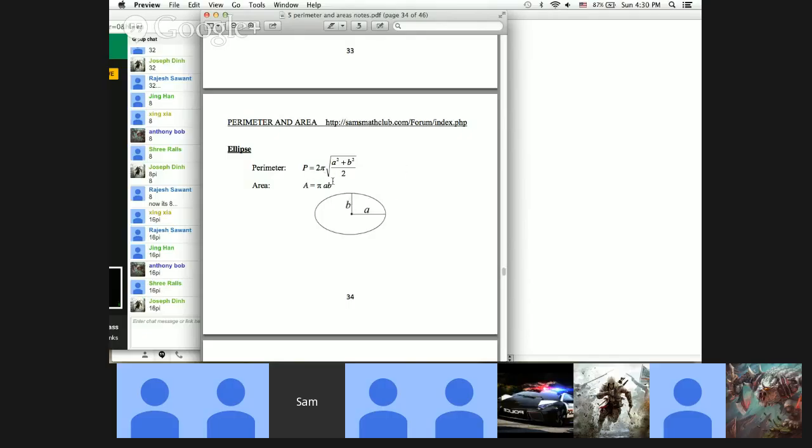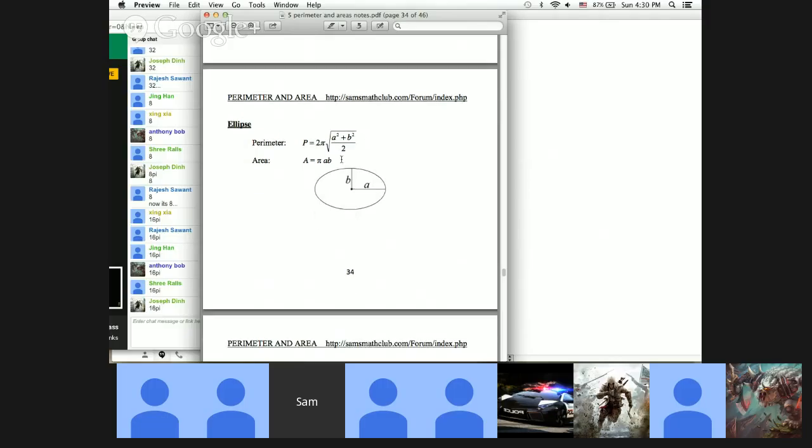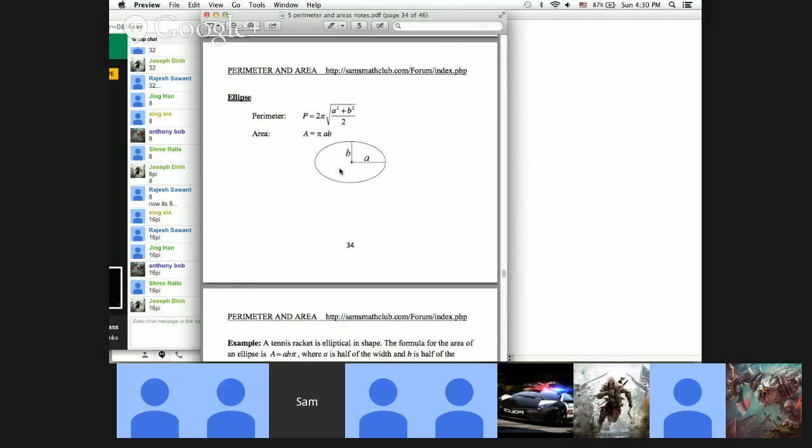Perimeter is 2 pi times the square root of A squared plus B squared over 2. That's a little harder. I don't know if that will be very useful. It wouldn't hurt to memorize this though, so you should probably write it down and memorize it. 2 pi square root of A squared plus B squared over 2. It wouldn't hurt to memorize it, but it might not be used.